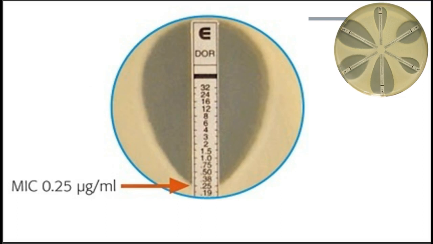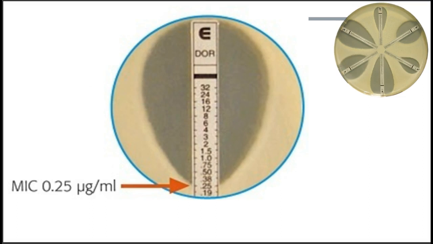This is an alternative to the Kirby-Bauer test. This is called the E-test. And the E-test takes strips, and each strip has a different dilution of that same antimicrobial.